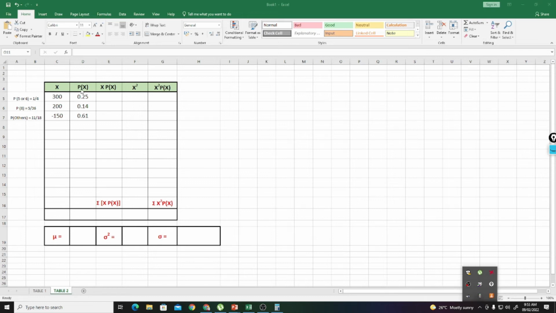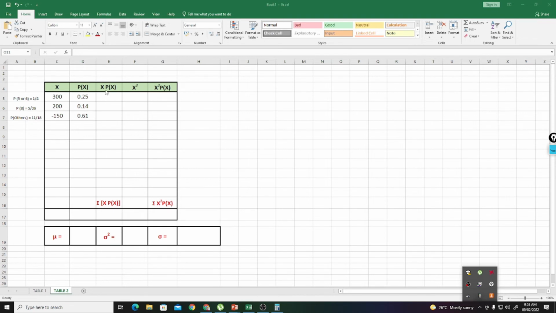Next, yung ating probability of x, kanina, kinuha na natin yon. So, we have 1/4, that is 0.25. 5 over 36, that is 0.14. And then 11 over 18, that is 0.61. So, notice yung total nito is exactly 1. So, we have a probability distribution.